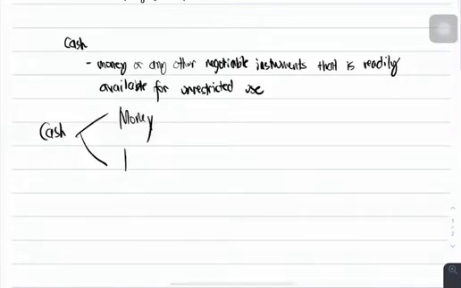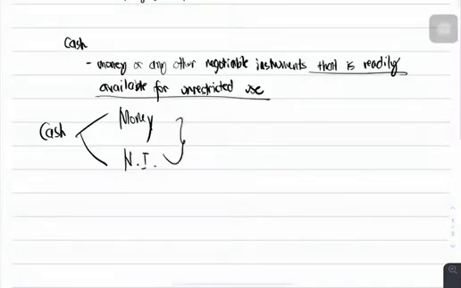Okay, so your cash, therefore, is composed of at least two items. It is money and it is negotiable instrument. But there is a qualifying phrase in this definition. That is, it is readily available for unrestricted use.